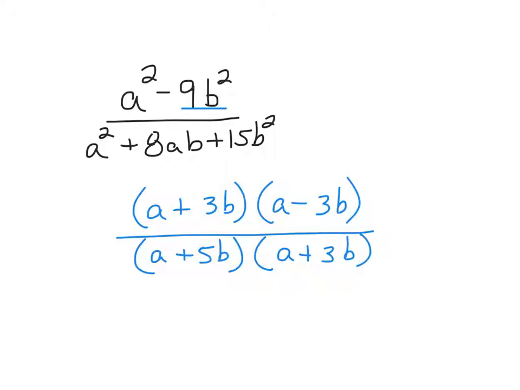Now I have a common a plus 3b in both the numerator and in the denominator that I can cross out, leaving me with my final answer of a subtract 3b over a plus 5b. Once again, I want to pay special attention. It's not possible for you to factor out the a in the a here, because these are not factors, these are terms. And you cannot factor out terms, you can only factor out factors. So that final answer, a subtract 3b over a plus 5b.